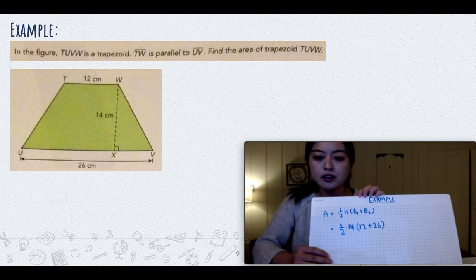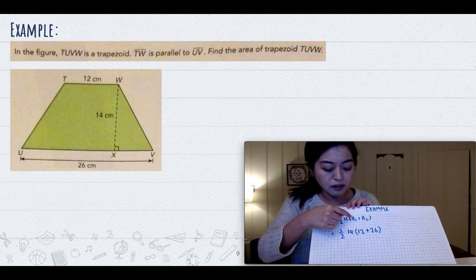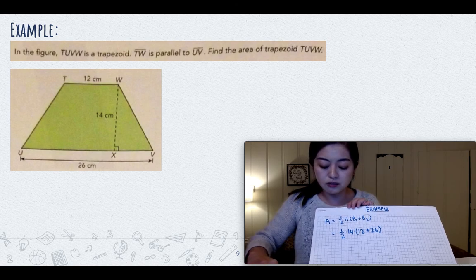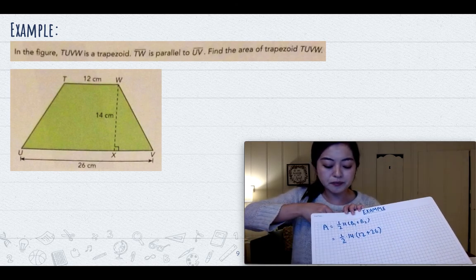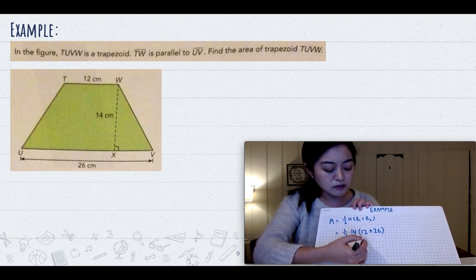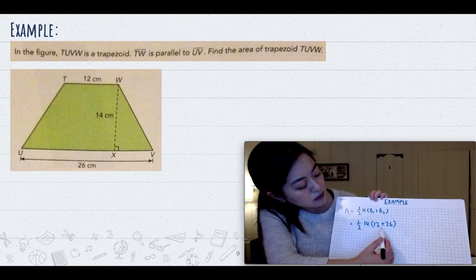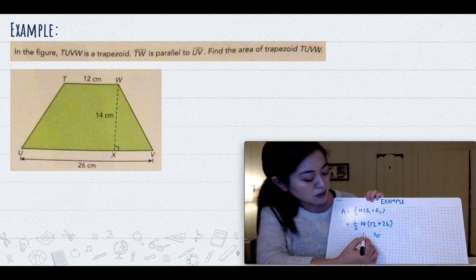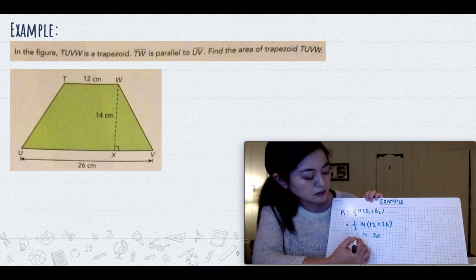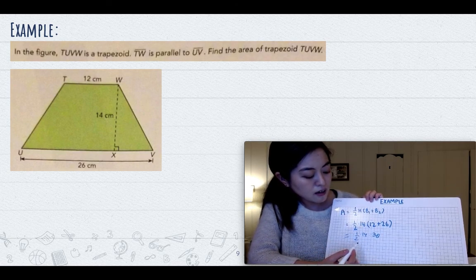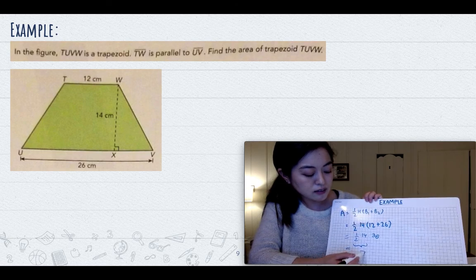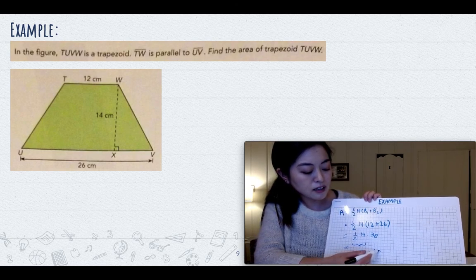So here, okay, I inputted in my B1 as 12 and my B2 as 26, all right? And so I'm going to solve for the parentheses first. 12 plus 26 is, let's see, it's 38, right? And then we're going to multiply it by 14 and multiply it by 1/2, okay? Immediately I see that I can do half of 14, right? Here, half of 14 is 7, and then I have to multiply that by 38.